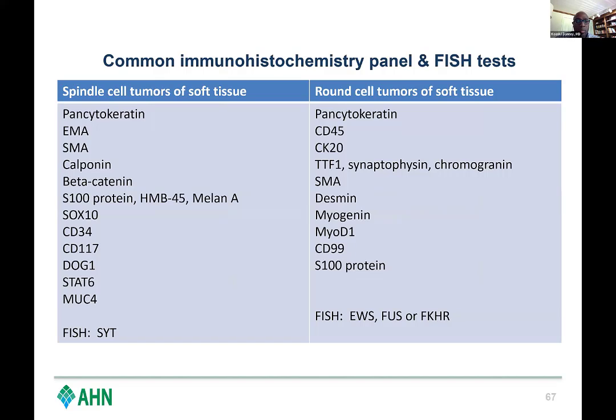This is what I use in my practice. These are panels that I use when I'm faced with a spindle cell tumor of soft tissue or round cell tumor of soft tissue. I always throw in one or multiple keratin markers to rule out carcinoma first and foremost. I sometimes throw in melanoma markers too. And FISH, we have available FISH probes that we use sometimes also.